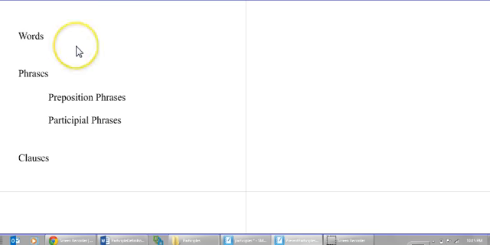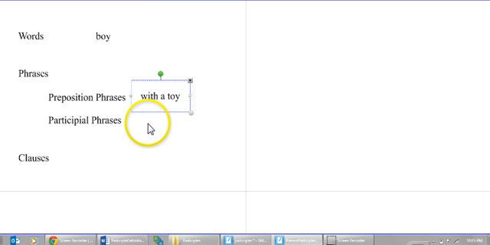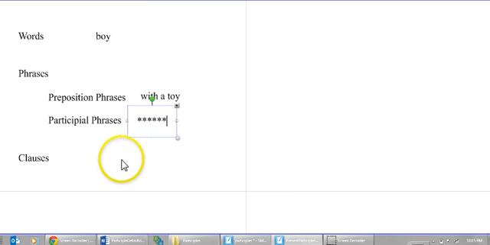So remember, when we talk about grammar, we have words. Words are simple. They're just like words. Boy. We have phrases. You know about prep phrases. They begin with a prep. They end with an object of a prep. And now we have this thing called a participial phrase. This is where our lesson is for today. Those are supposed to be stars.